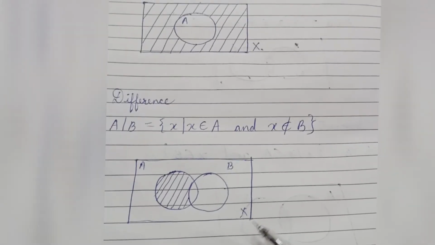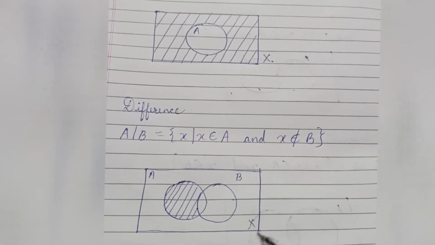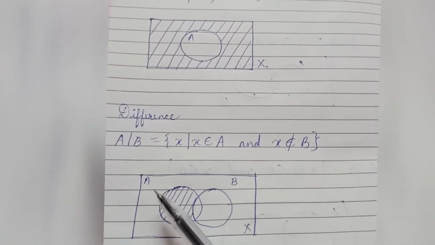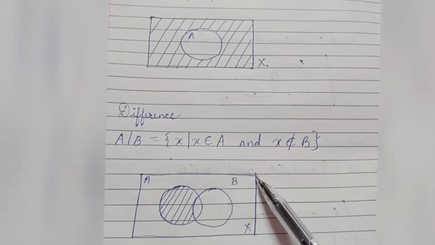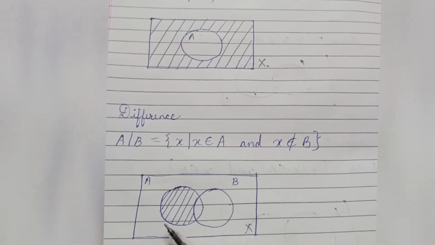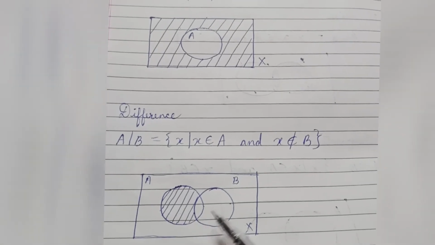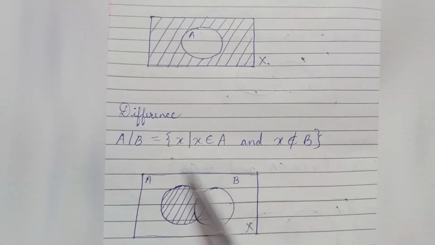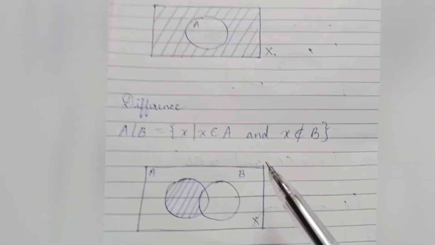The Venn diagram shows this. This is the Venn diagram where X is the universe, with sets A and B. So the difference will contain all the elements from set A, and it will not contain the elements from set B. So this is the difference operation.